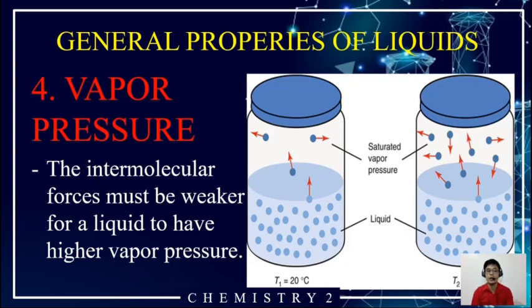So mas kakaunti ngayon yung kanyang vapor pressure, or lower yung kanyang vapor pressure, kasi nga strong yung intermolecular forces. While on this second container, dahil mas mataas yung temperature niyan, at the same time, pag mas mataas yung temperature, ano yung sabi natin kanina, mas nagiging weaker yung intermolecular forces of attraction, and the weaker the intermolecular forces of attraction will give the higher vapor pressure for that specific liquid.